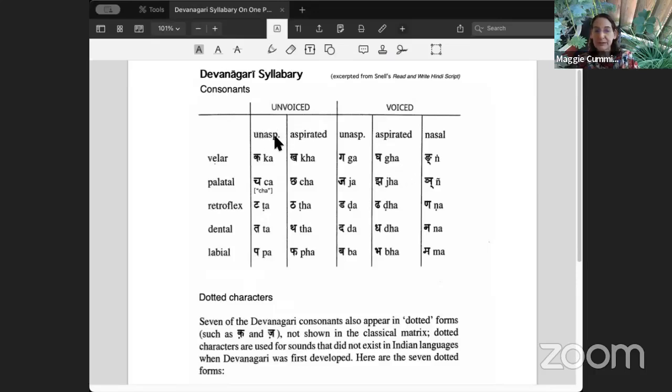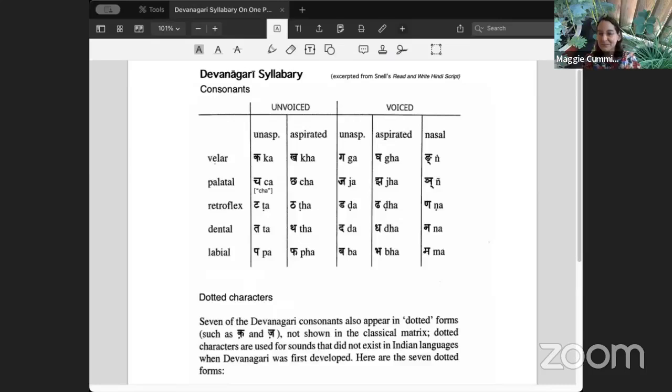And then what about the columns going down this way? How is this organized? Going across from the left to the right, they get more airy. Yes, so we have pairs of unairy and airy. So we call that the unaspirated and the aspirated. So what does it mean to be unaspirated versus aspirated?